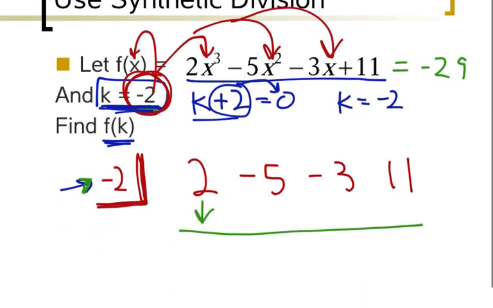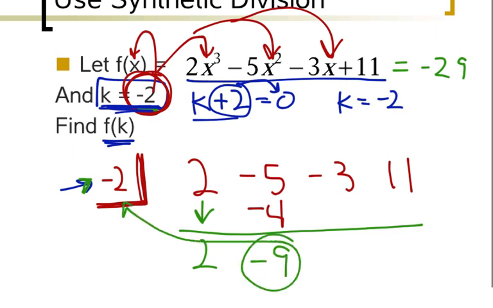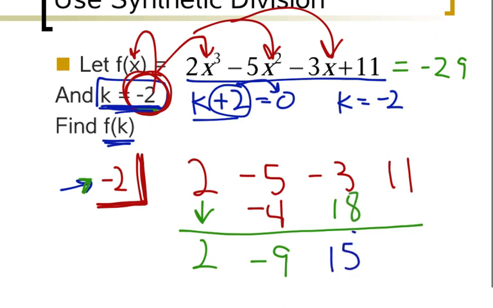Okay, and what I do then is take my 2, times it by my -2, and then bring it over here, and that should give me -4. And then I take my -4 and -5, add them, get -9. Take that, times it by -2, bring it over here. I should get my positive 18. Okay, let me get rid of some of the lines there. Positive 18, and then I combine that, and that gives me 15.